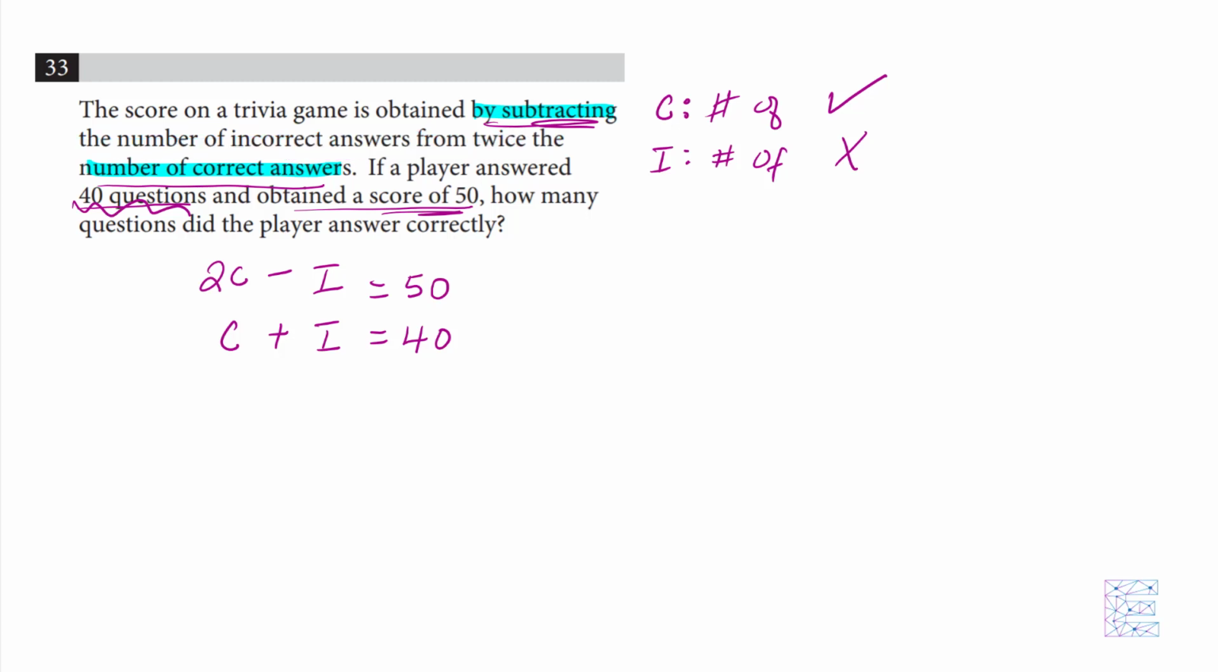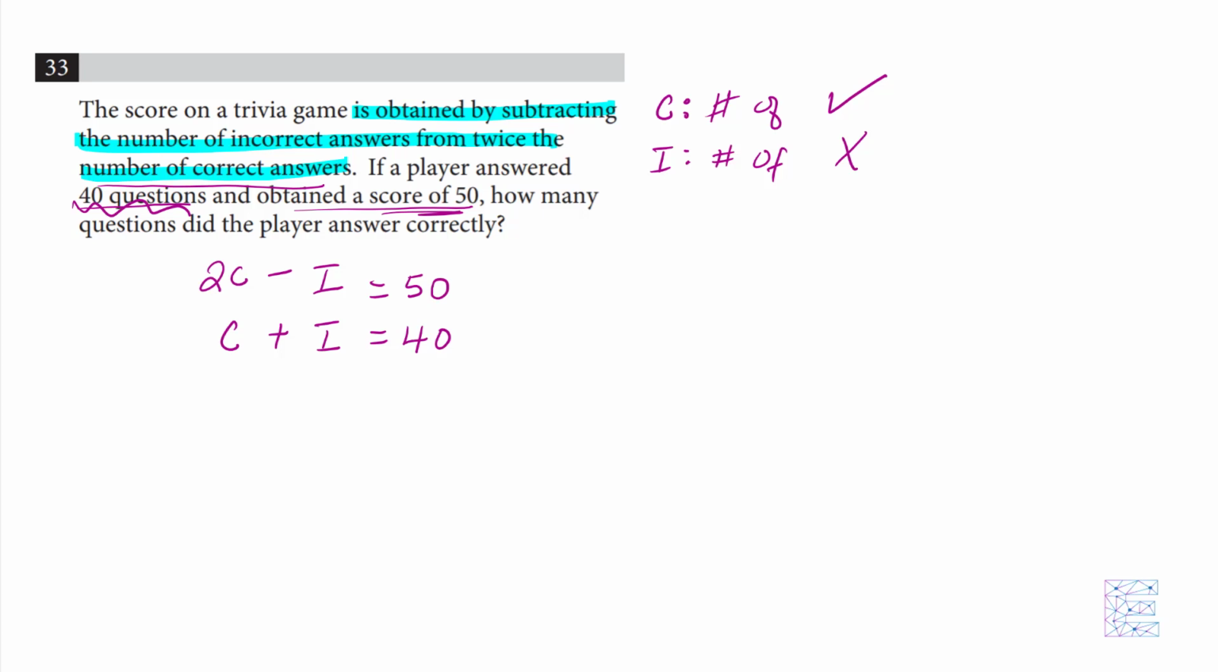Where did we find that from? Once again, let me highlight it. It said the score can be obtained by subtracting the number of incorrect answers from twice the number of correct answers. And that's what gave us this equation up here. Now that we have our system, all we need to do is solve.